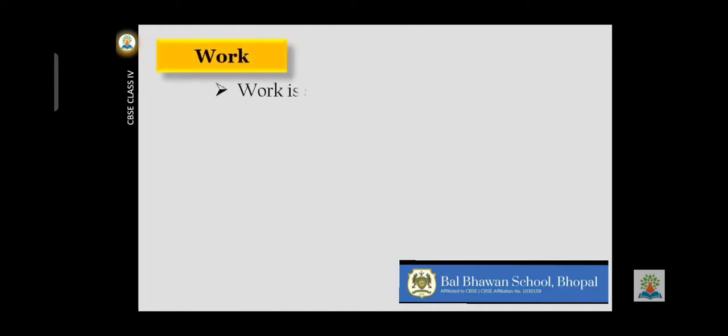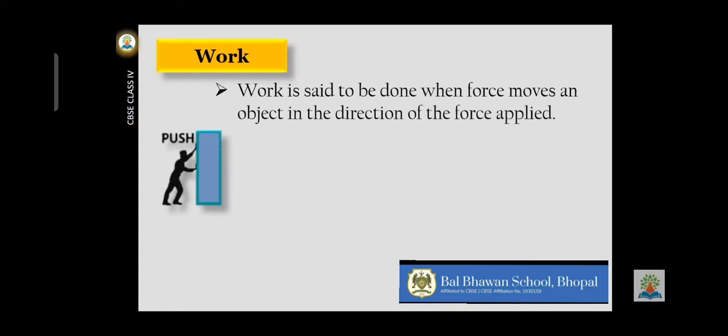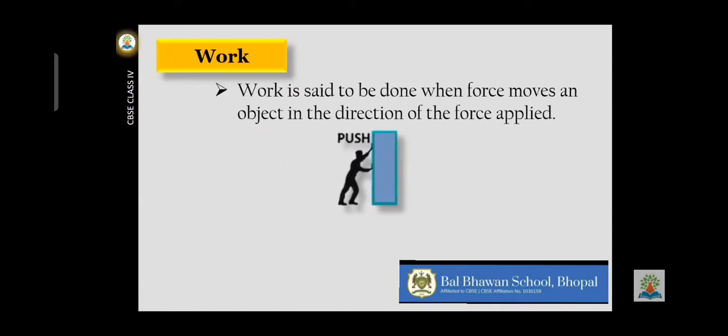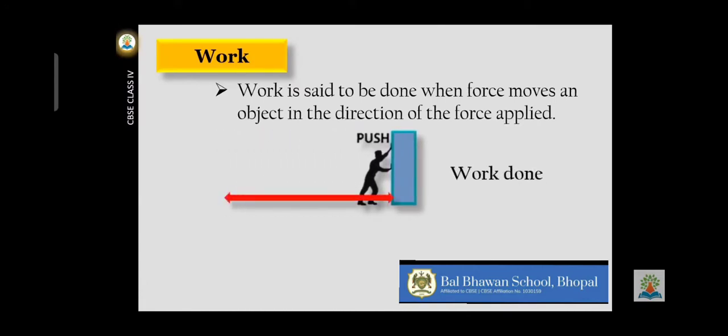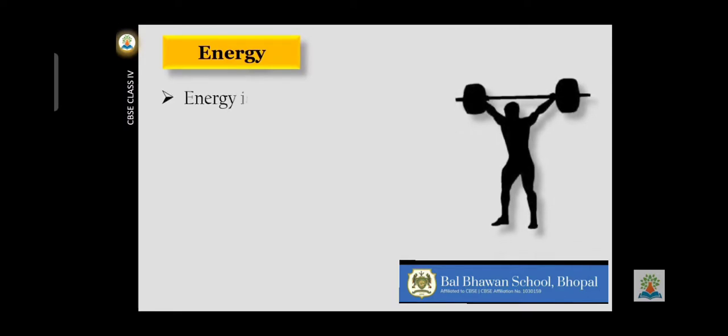Now, work. In our daily life, work is used to describe a lot of activities. But in science, work is said to be done only when force moves an object in the direction of the force applied. And if we apply force and the object is not moving, work is not said to be done. That's why activities such as reading, sleeping, thinking are not considered as work in science because there is no force applied and no object is moving.